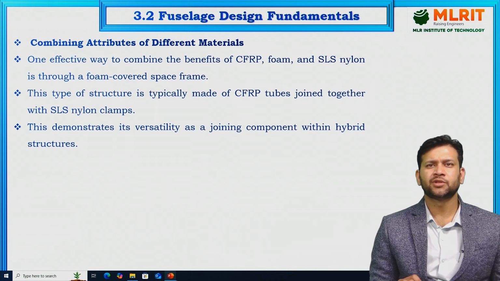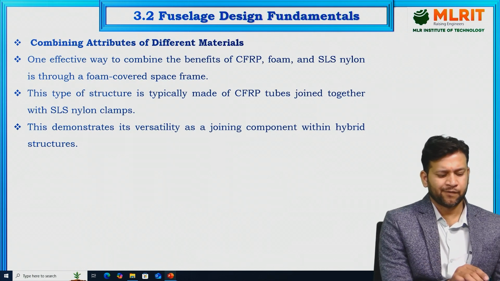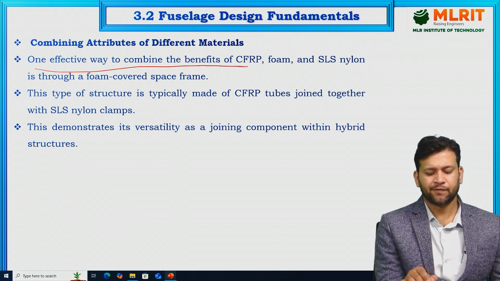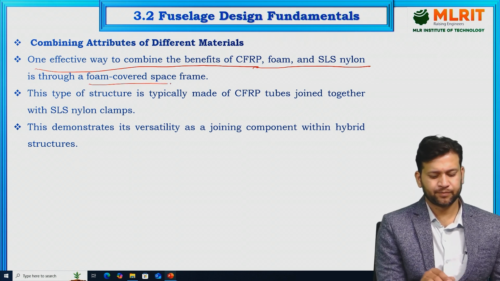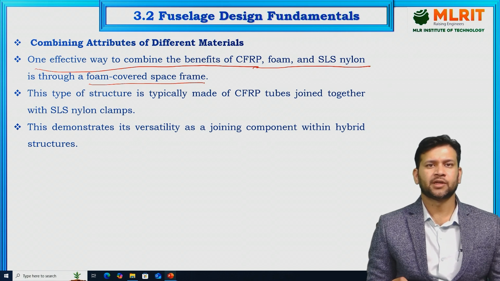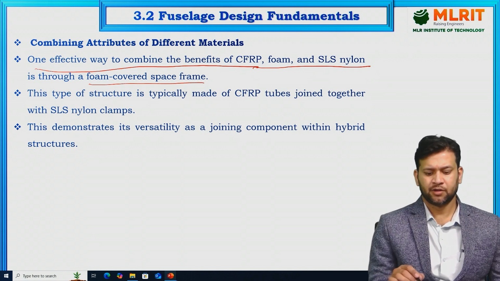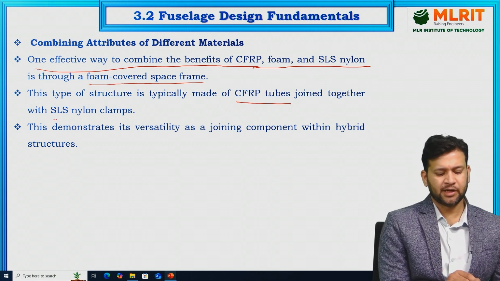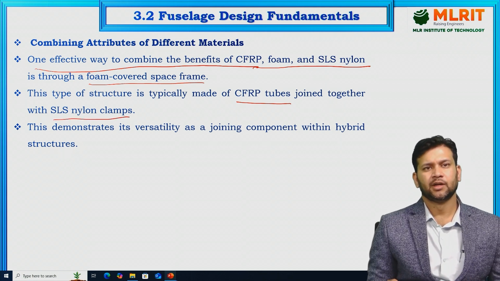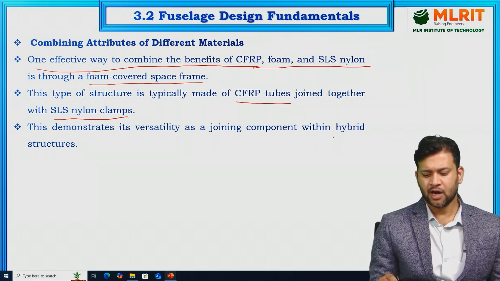Combining attributes of different materials. One effective way to combine the benefits of CFRP, foam and SLS nylon is through a foam covered space frame. This type of structure is typically made of CFRP tubes joined together with SLS nylon clamps. This demonstrates its versatility as a joining component within hybrid structures.